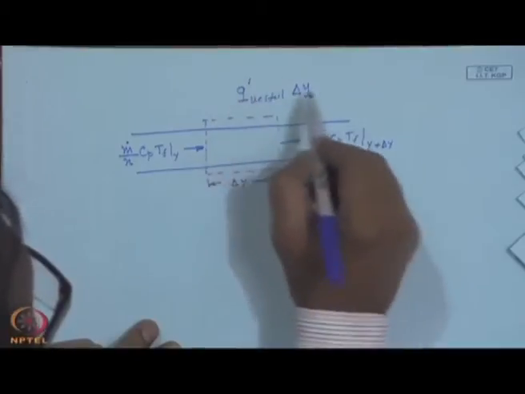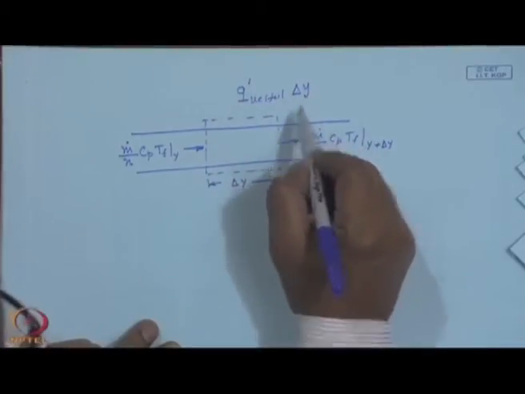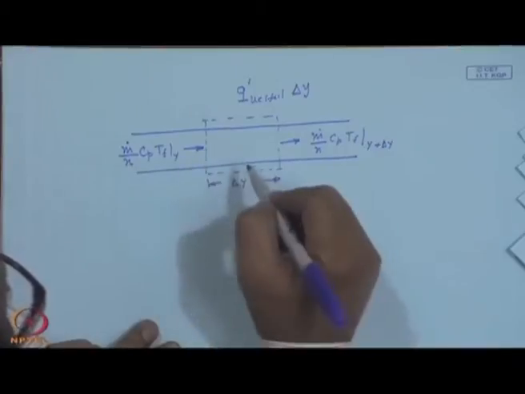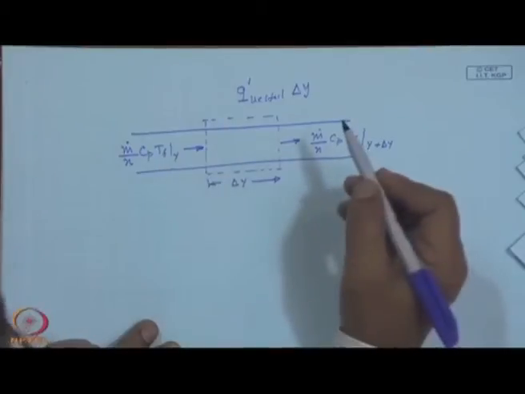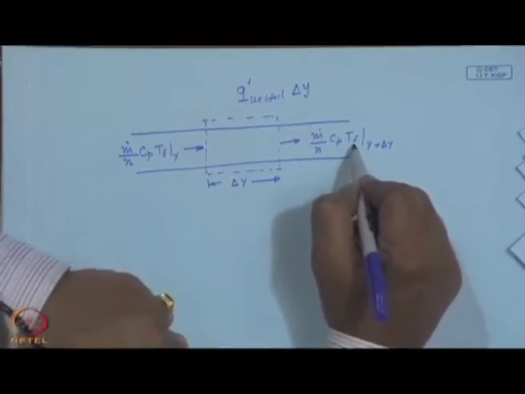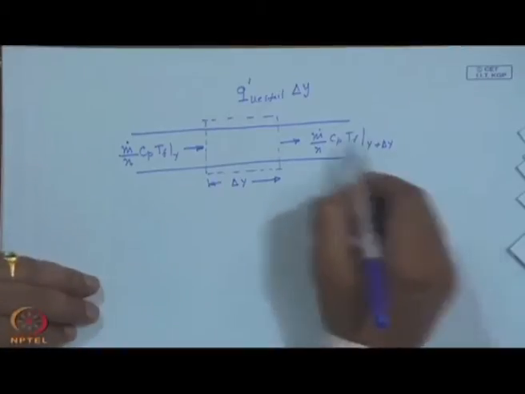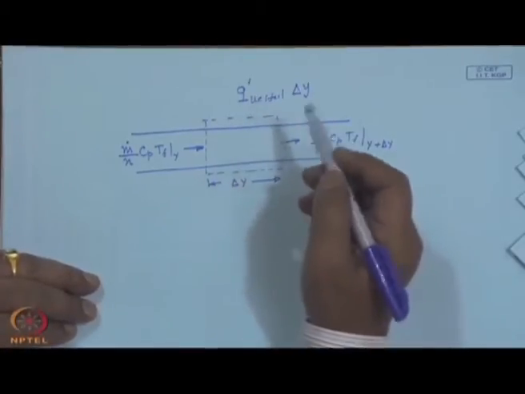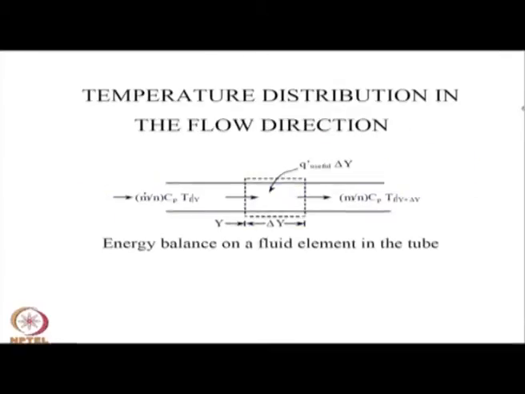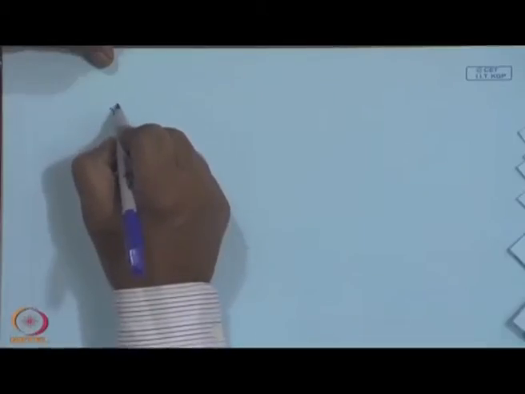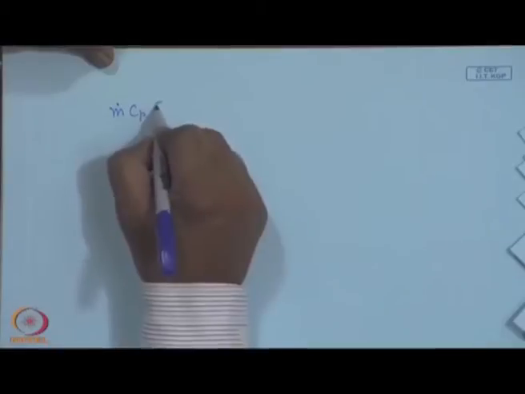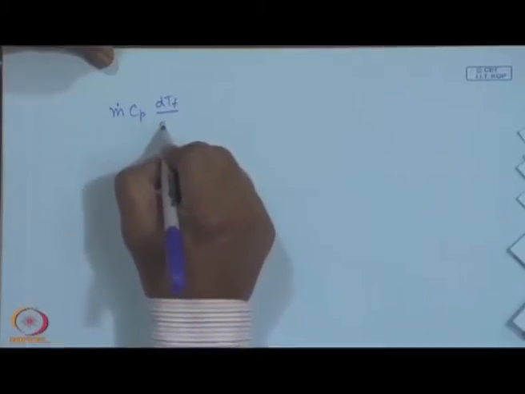So, it is receiving q dash useful times delta y, and energy at any particular y, if it is entering at the temperature of T f, the temperature one can imagine to have been augmented to T f at y plus delta y, indicating the energy gain from the solar energy. So, if we make the energy balance, you will have a simple first order differential equation.